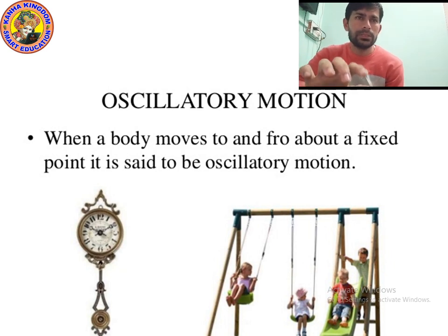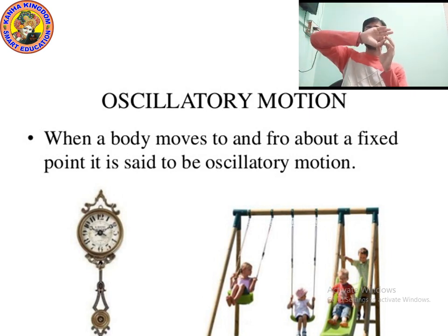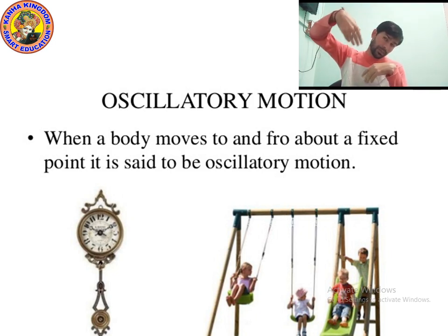Now kids, let's talk about the circular motion. What is circular motion? An object is said to be in a circular motion when it moves around a fixed point called axis.